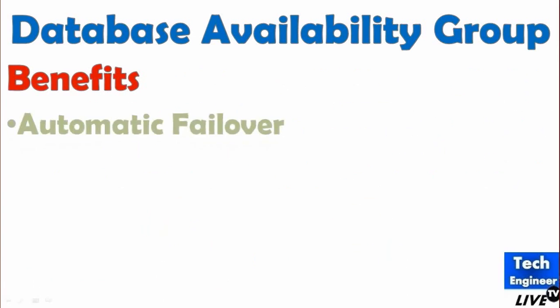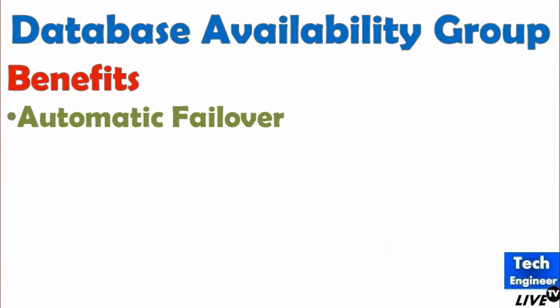Now, when you talk about the benefits, what are the requirements? We can say it's a kind of backup, but it's a live backup, so it allows automatic failover. Whenever your mailbox server, for some reason, fails, then a secondary mailbox, or whichever copies you have created, will take over. So it allows automatic failover.